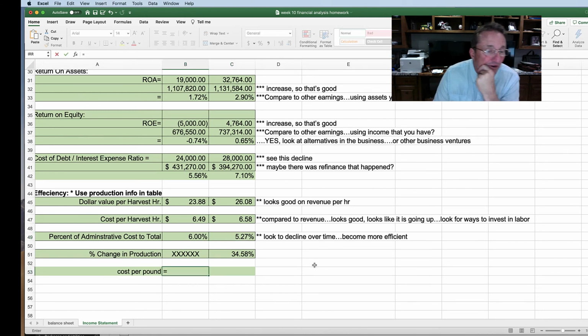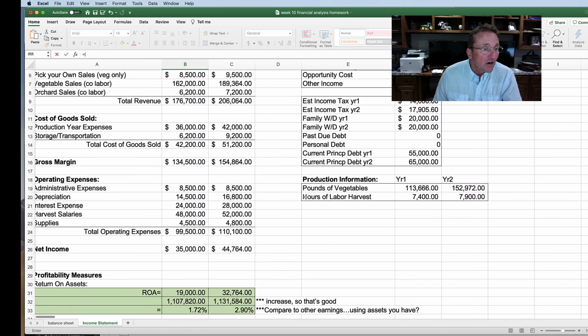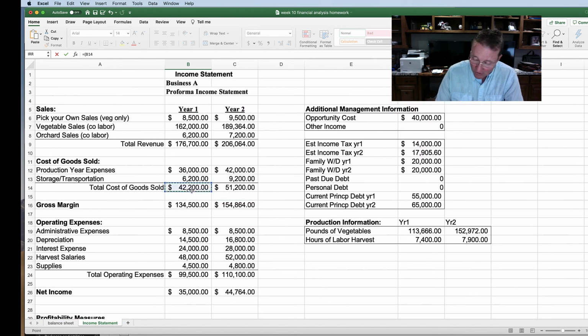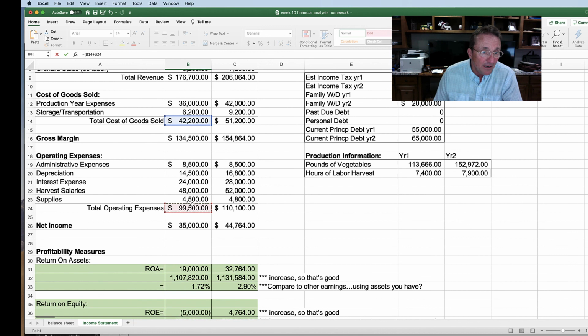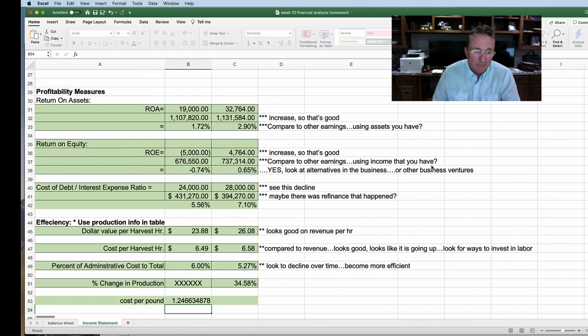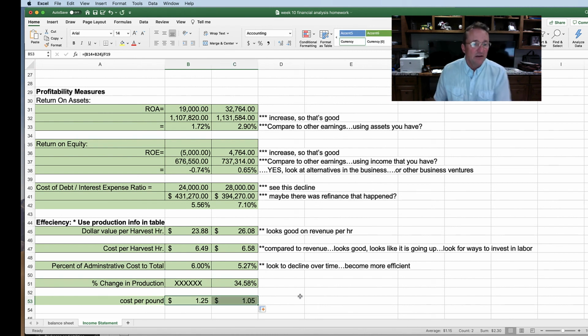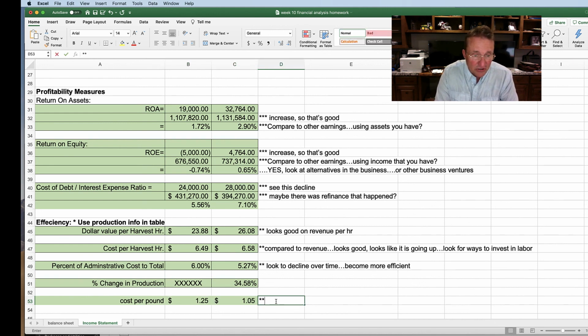All right, cost per pound. Here's the thing that we want to know for sure because we're pricing our vegetables. So what are all our costs? Well, the costs are going to be cost of goods sold, plus the operating expenses. Those are our costs divided by the pounds that we have harvested right there. Enter. All right, overall, it looks like our vegetables are costing us about $1.25 a pound, and they go down. So it looks like we have an improved efficiency, improved output, I should say. So this is a good deal here.